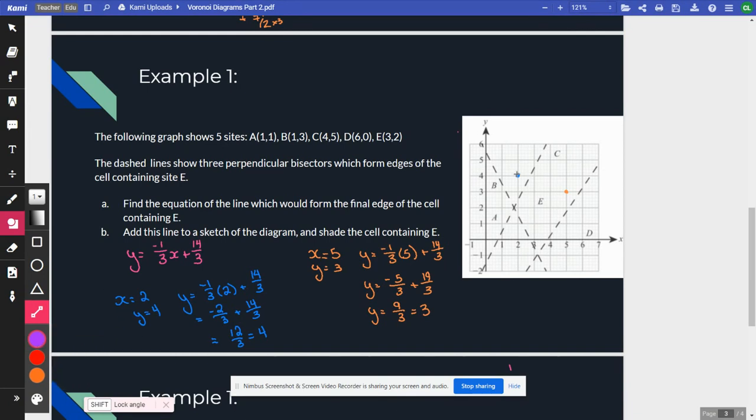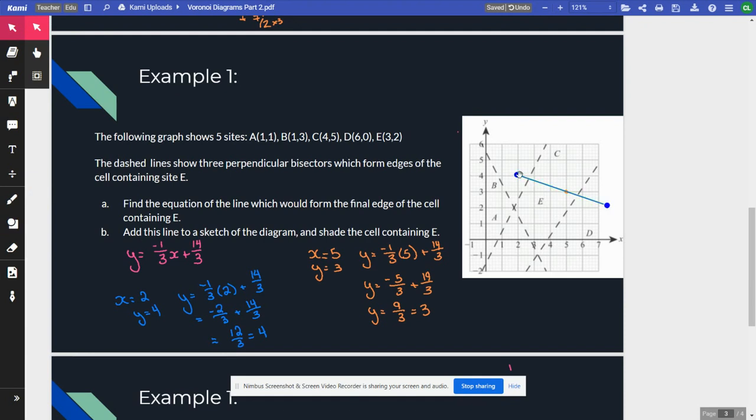So now that I have 2 points, I can plot my line. So my line's going to go there. And of course, we always want our line to extend right to the end. So we're going to go through there. So there's our new line.